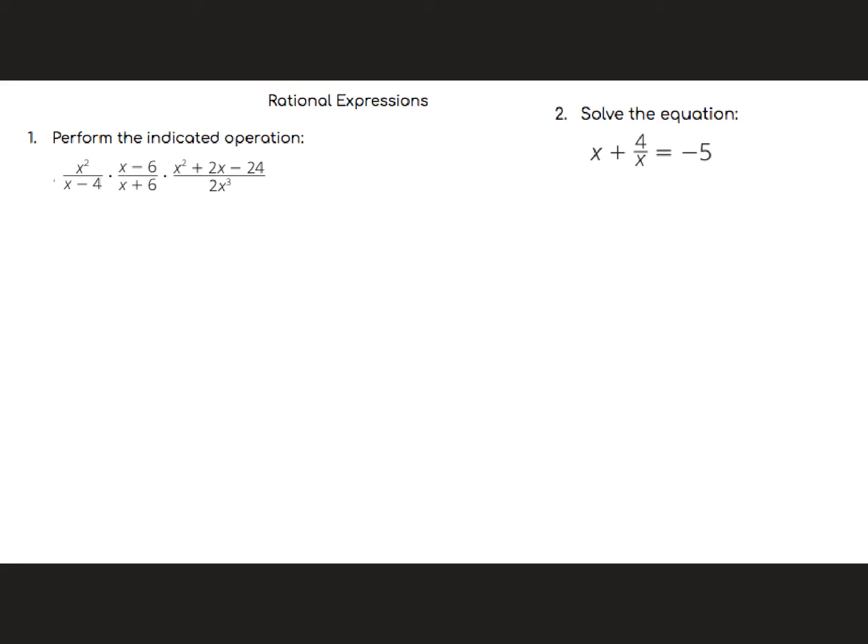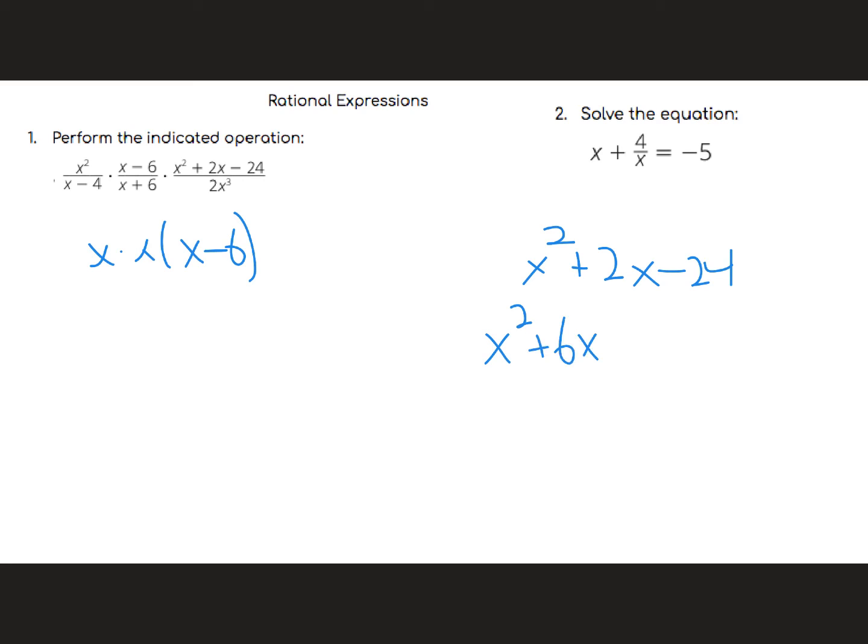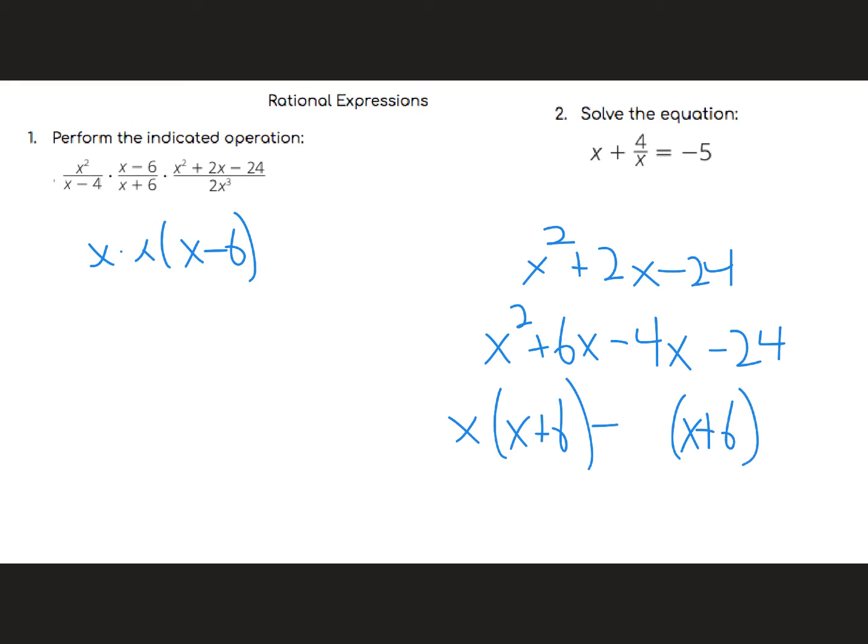All right, rational expressions. So perform the indicated operation. I'm going to do this. I don't know if it's the best move. And I'm going to factor that. So I have x squared plus 2x minus 24. So I need things that multiply to -24 and add to 2. I think I chose wisely. Factor x plus 6, -4. So that's going to be x minus 4 and x plus 6 is factored that top piece.